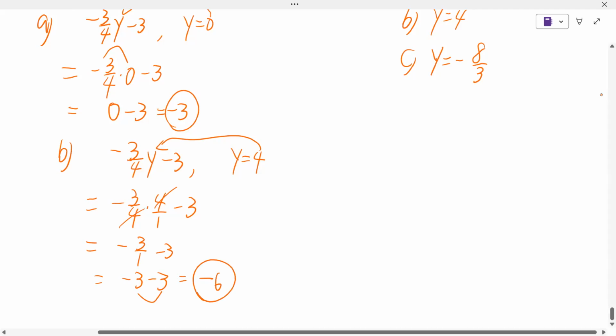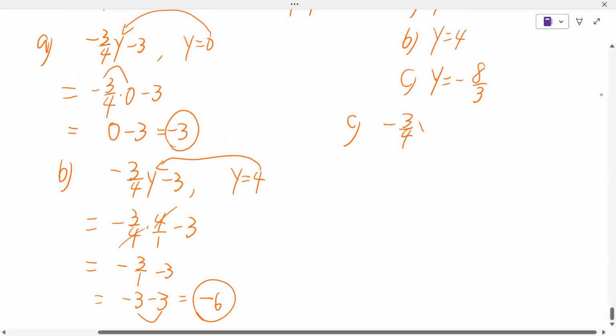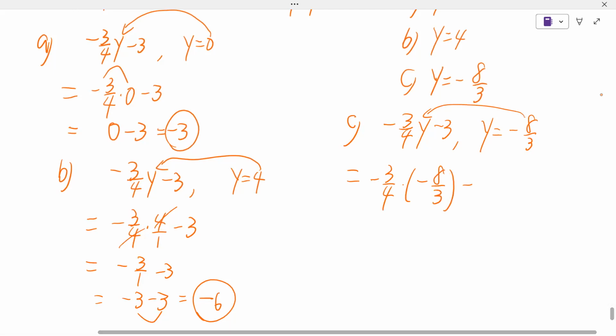Negative 6, right? Then part C, y equals minus 4/3. One more time: minus 3/4 y minus 3, with y equal to minus 4/3. Now this y becomes a fraction, so the fraction 3/4 times negative 4 over 3, minus 3. From here we simplify, right? Two negatives and then a positive first. We cancel: 4 goes into 8 two times, and everything else becomes 1. So 1 times 2 is 2, 1 times 1 is 1. And that's good.